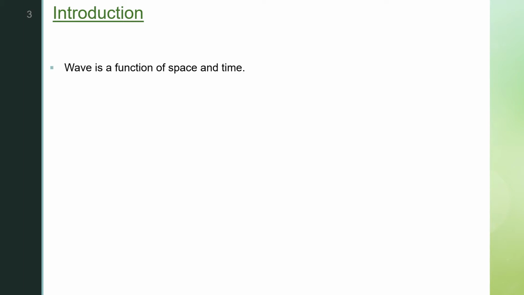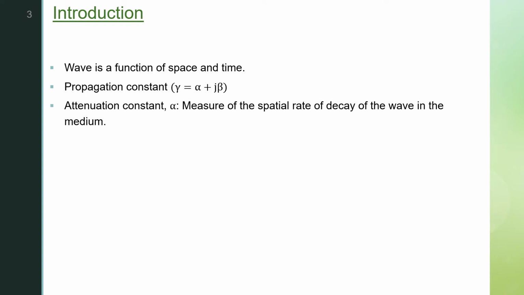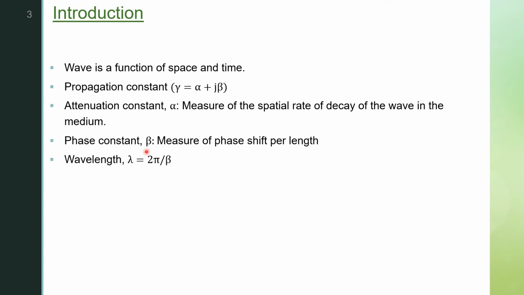In second module, we learned wave is a function of space and time. And when we talk about wave propagation, there is propagation constant represented by gamma and its value is equal to alpha plus j beta, where alpha represents attenuation constant and it's a measure of spatial decay of the wave in the media. Beta represents phase constant and it's a measure of phase shift per length.